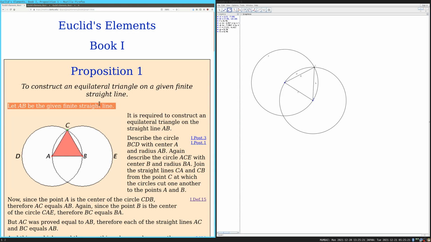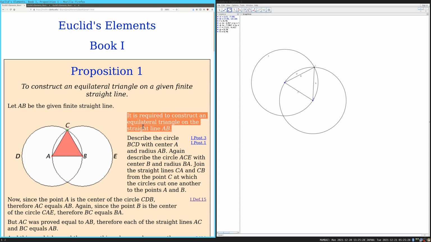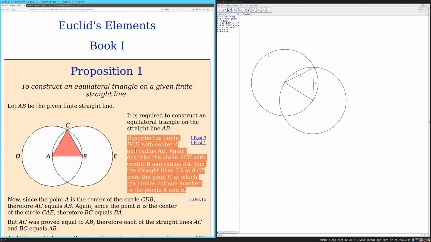Let AB be the given finite straight line. Okay, cool. AB, right here. It is required to construct an equilateral triangle on the straight line AB. Describe the circle BCD with center A and radius AB. Again, describe the circle ACE with center B and radius BA. Join the straight lines CA and CB from the point C at which the circles cut one another to the points A and B.